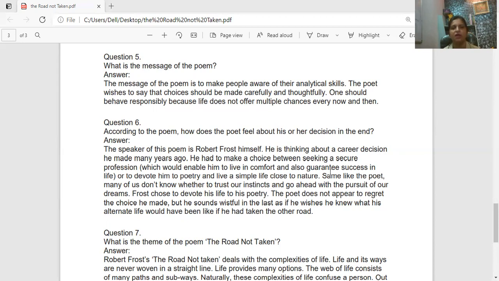Same like the poet, many of us don't know whether to trust our instincts and go ahead with the pursuit of our dreams. Frost chose to devote his life to his poetry. The poet doesn't appear to regret the choice he made, but he sounds wistful in the last, as if he wishes he knew what his alternate life would have been like if he had taken the other road.